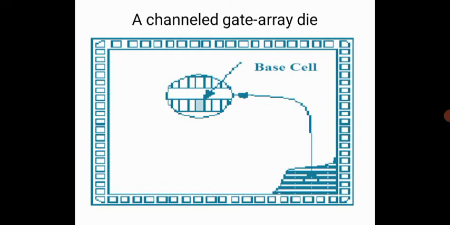In a channeled gate array die, you have to see in the diagram, there is a base cell, and it indicates the channel. There is a channel between the two rows; you have to see the two rows of fixed blocks.